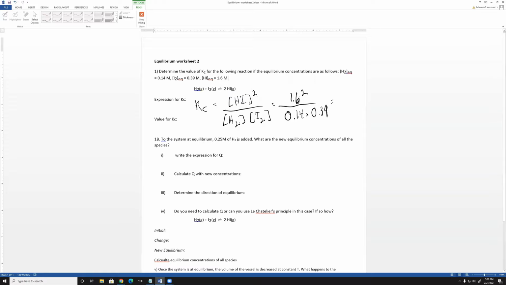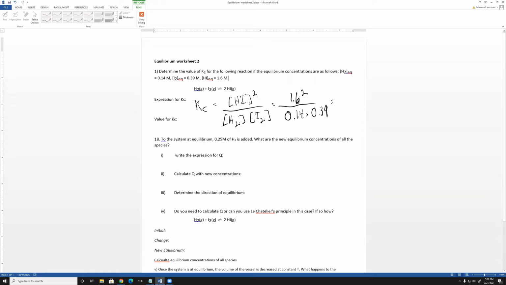So now looking at 1b, to the system at equilibrium, 0.25 molar of H2 is added. What are the new equilibrium concentrations of all the species? So write the expression for Q. Q is basically the same thing as the equilibrium constant, but not at equilibrium, so it's calculated the exact same way.